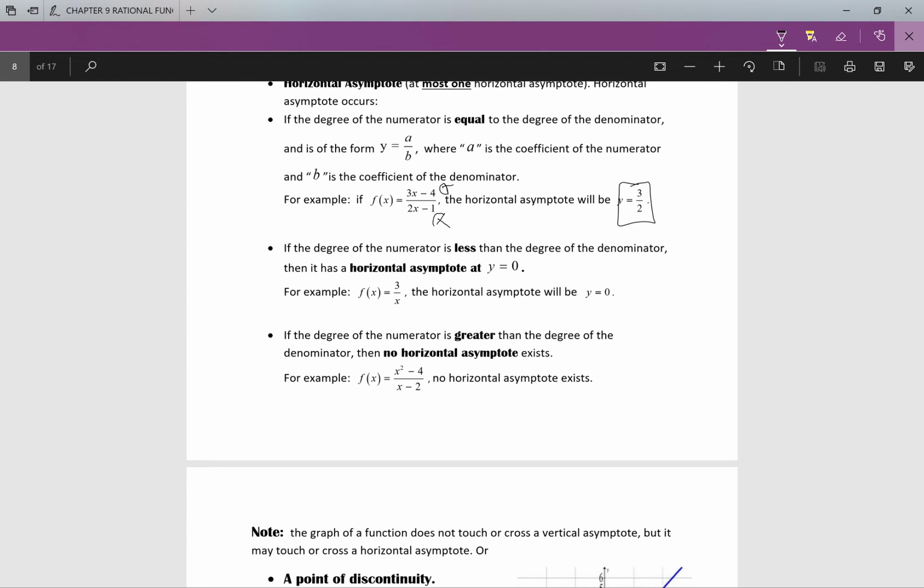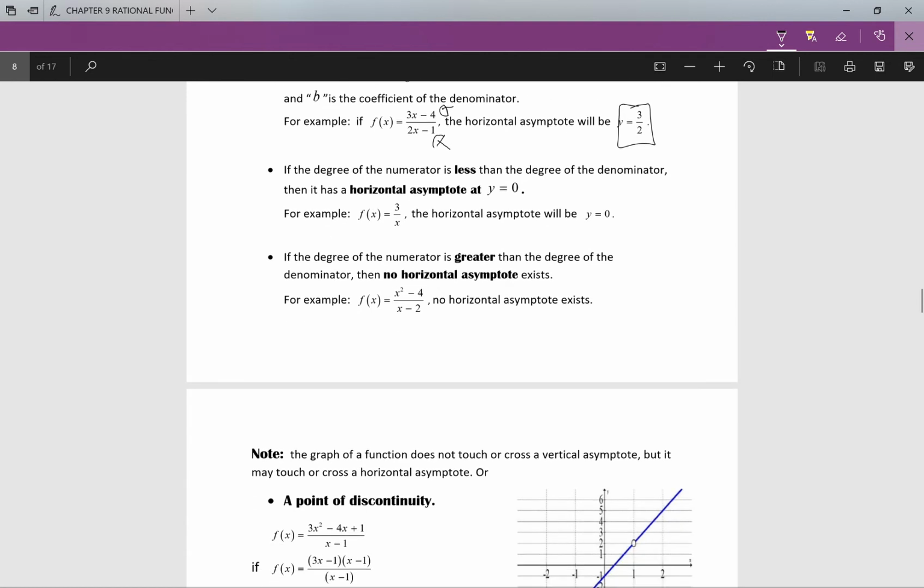Now, you just have to take our word for this right now. When you get into calculus, you'll be able to prove this and show this, but it's using something called limits that you don't really have in your wheelhouse yet.